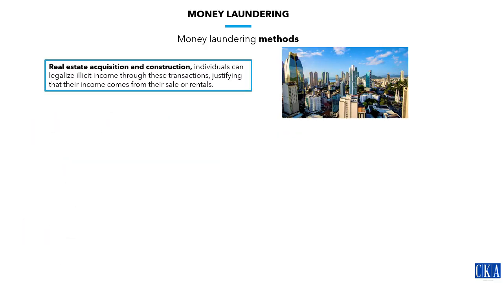Number 3. Real estate acquisition and construction. The purchase, restoration, or construction of real estate is one of the most common forms of money laundering due to its rapid efficiency. Individuals can legalize the proceeds from these transactions, justifying that their income comes from sales or rentals. Both financial and real estate companies must be vigilant against this type of money laundering, as it not only poses a significant challenge to law enforcement agencies, but also undermines the stability of the real estate market itself.